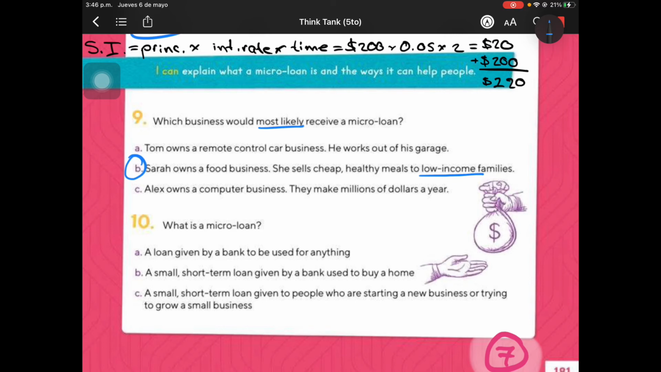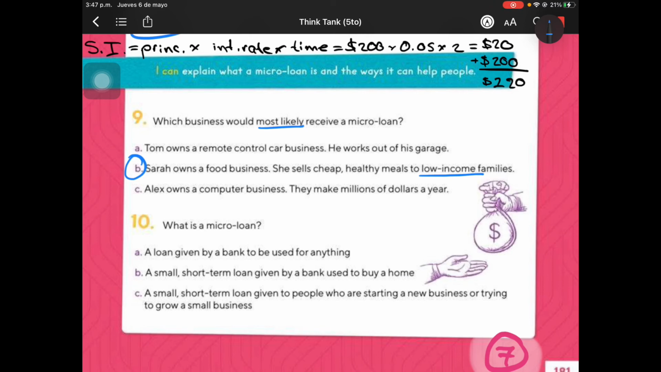Now, again, what is a microloan? The other thing that you want to remember about microloans is that they are not from banks. Now let's check on the options. A loan given by a bank to be used for anything. Again, microloans are not given by banks. They are given by private institutions that are non-profit.